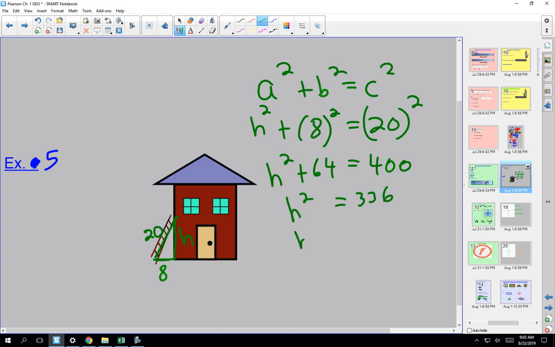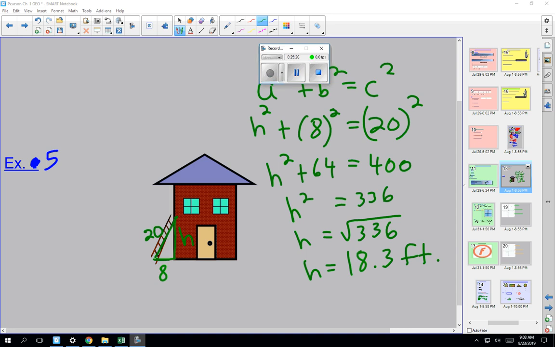Here it makes sense to go ahead and get a decimal approximation for the square root of 336. So what's a decimal approximation for the square root of 336? 18.3 feet. So we're going to hit about 18.3 feet up the wall. So there's a real life application of the distance formula. Any questions on that? The ladder isn't tall enough. I was just talking about it, yeah.